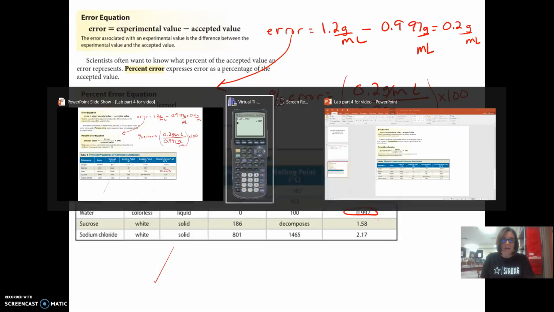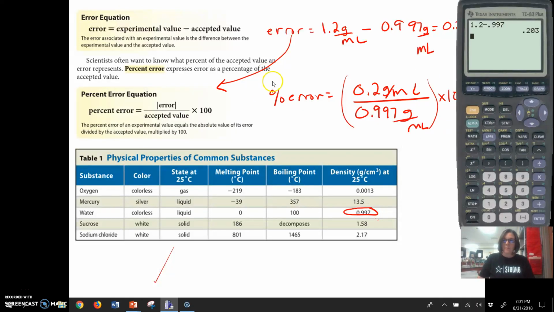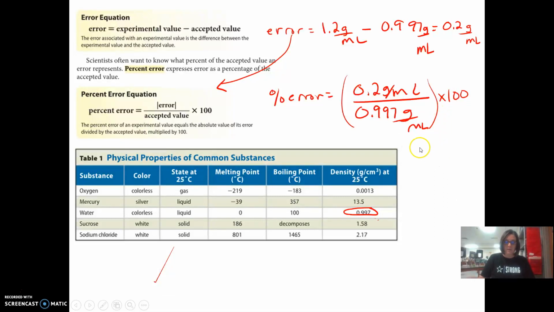So let's calculator again. So my error, I'm not going to do the 0.203 because I had to round to sig figs. I'm going to put 0.2 divided by 0.997. And then I get this thing, I'm going to multiply it by 100. So I get 20, I think I told you in the lab to round to the 10th place on this percent, so we're going to call that 20.1% error. So we would write that the percent error is 20.1%.